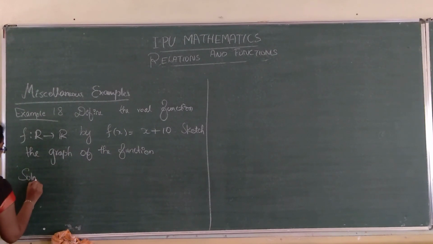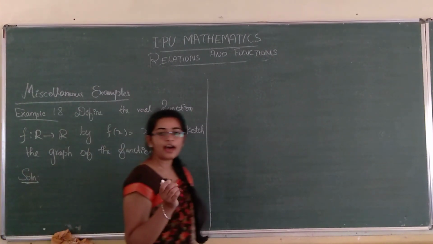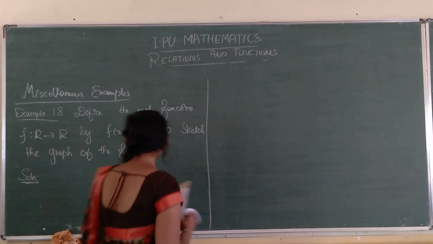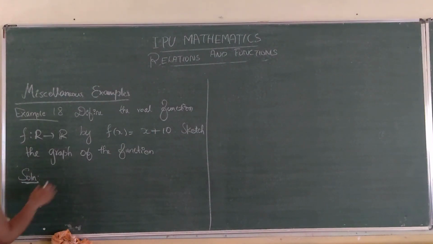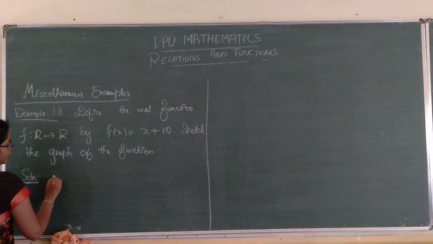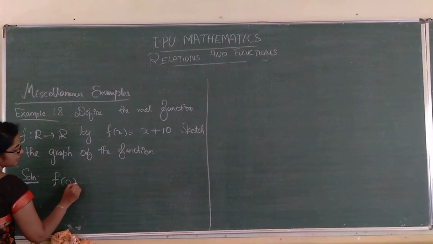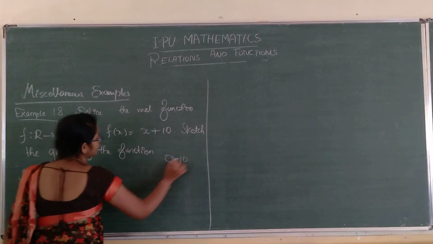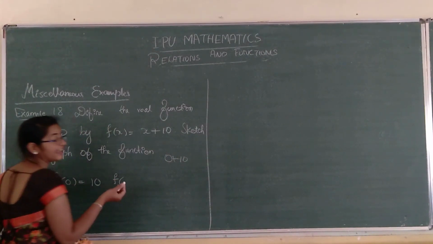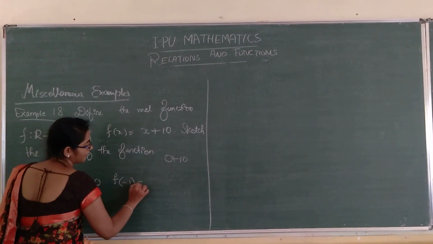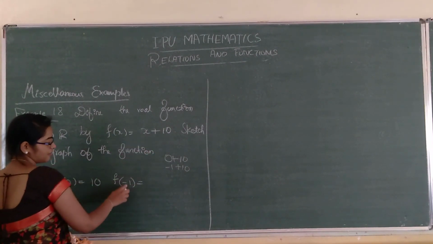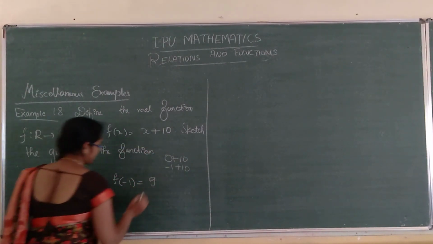First, what we need to do for that? For drawing the graph, what we need to have? We need to have the values of the function, right? So, f of x is equal to x plus 10 we have. We will start from x is equal to 0. For x is equal to 0, f of 0 is equal to 0 plus 10, that is 10. Then for x is equal to minus 1, what happens? Minus 1 plus 10, that is 9.